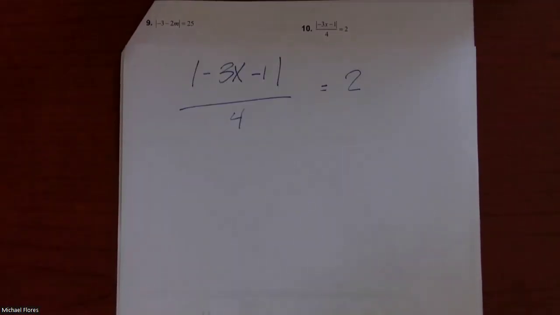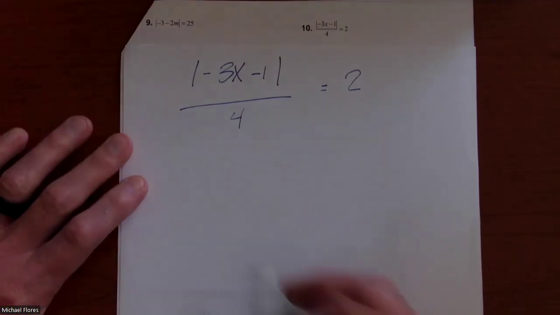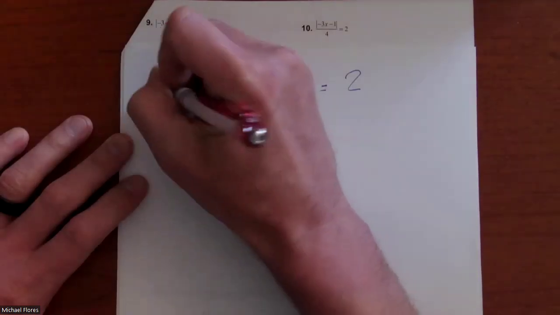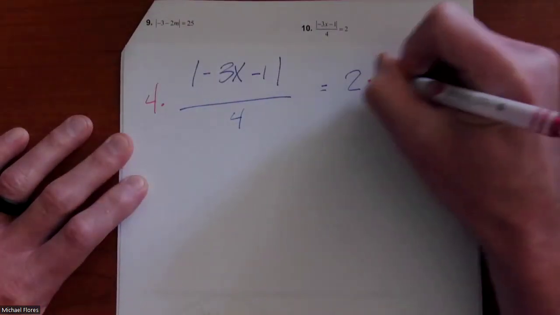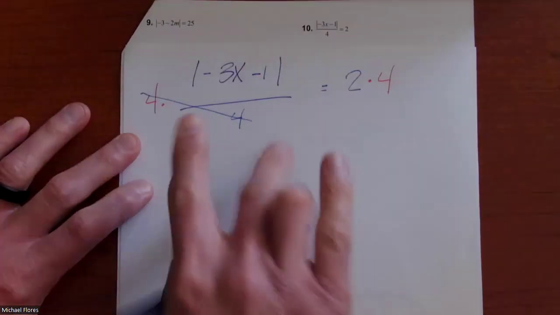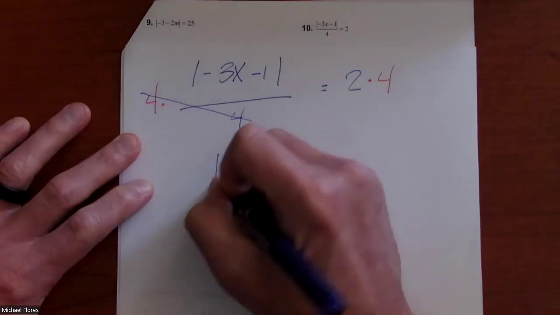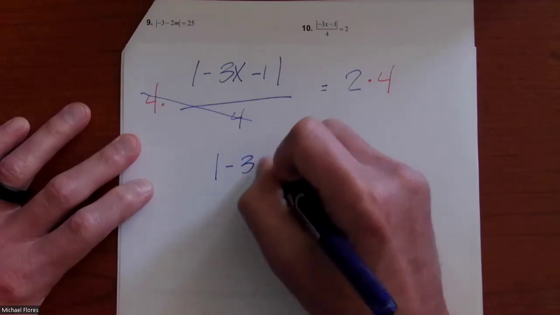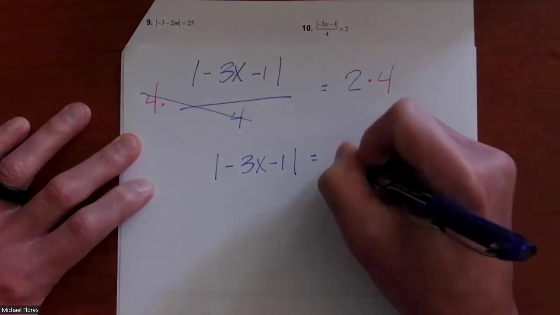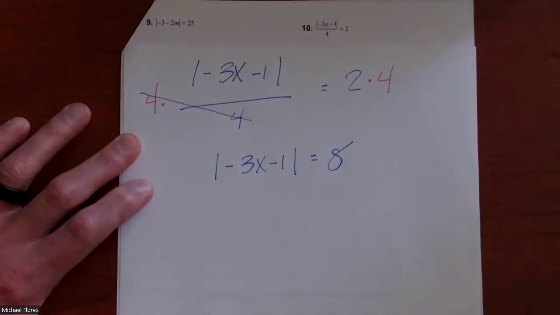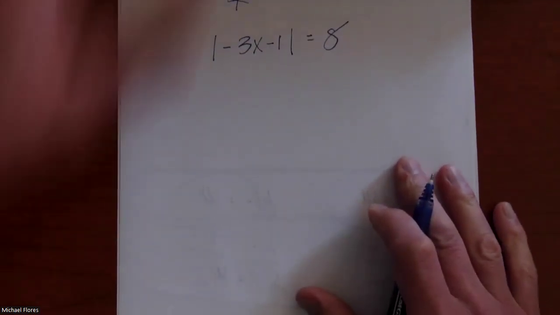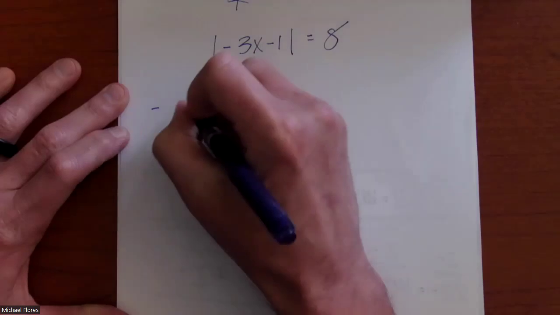With this example, the absolute value is not isolated. We need to free up the denominator. So to get rid of that 4, multiply both sides by 4. These cancel, leaving you with the numerator. And 2 times 4 is 8. Now that the absolute value is isolated, let's create our 2 problems.